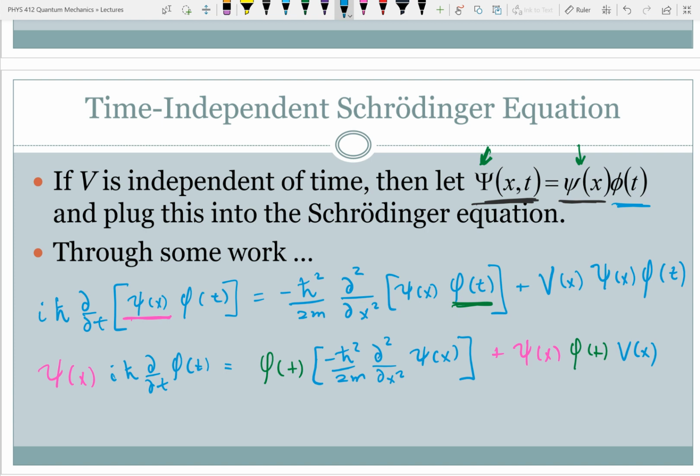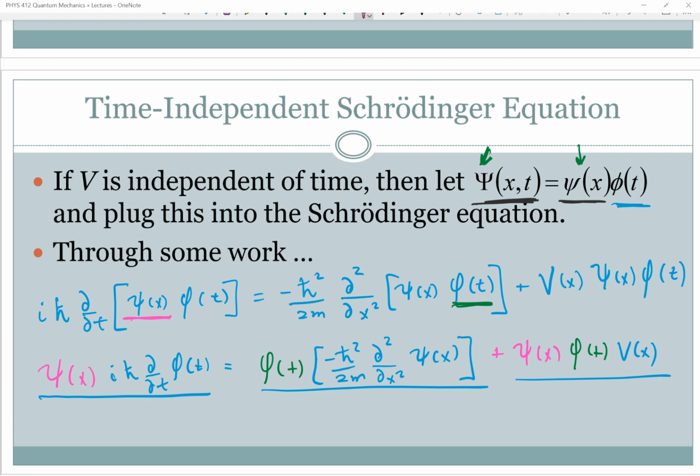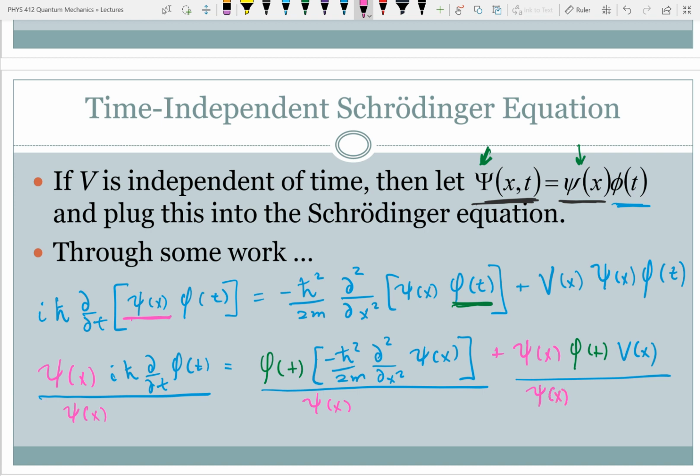So that's rewriting the equation. I used colors here to indicate the things that I had moved. And now the last step, the coup de grace, is to divide every term by my entire psi. That is the position-dependent part and the time-dependent part.